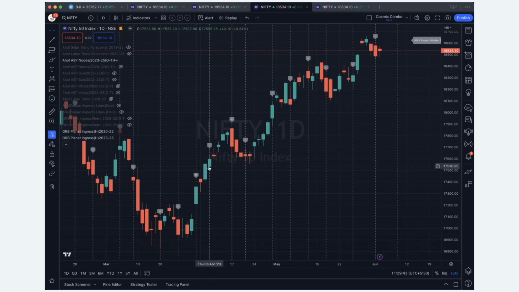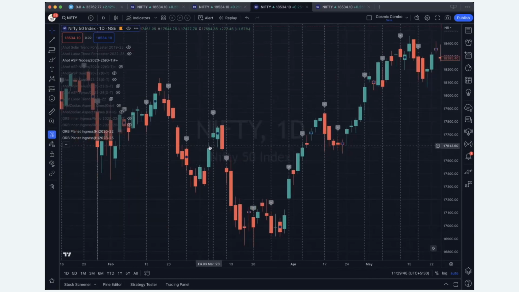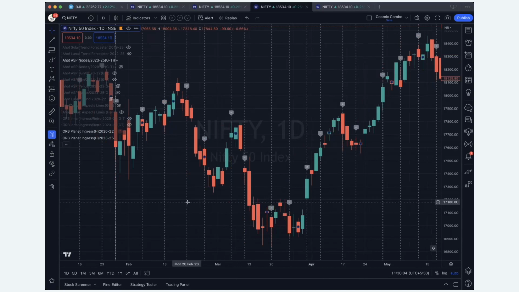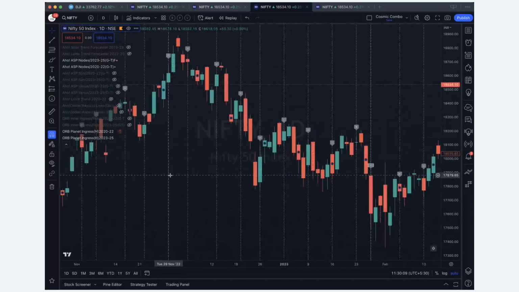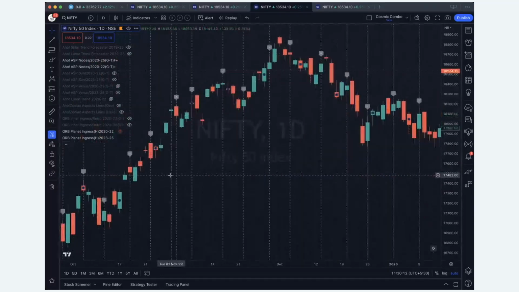Have a look. See the top here. See the movement here. As soon as this is formed, it starts moving down and forms the bottom here. See this beautiful point here. This is almost the bottom. This is the square of the moon and the nodes. If you go to the history, you will find that this is very interesting. Most of the time, it will give you the tops and bottoms.